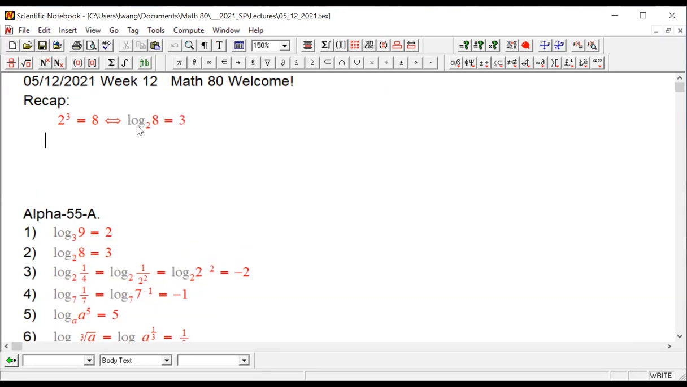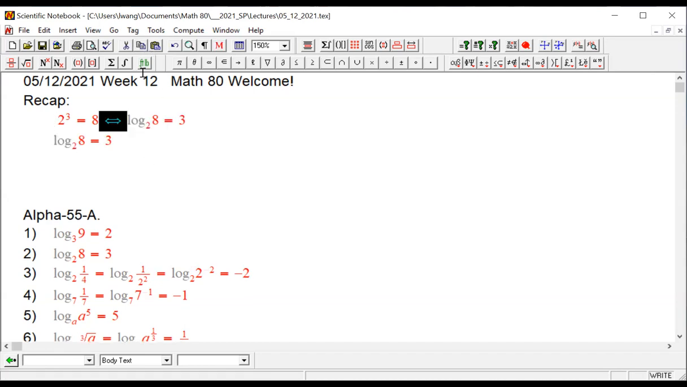And we can write it in the reverse order. These two bases are always the same, and we just switch positions. So logarithm is to express the power, and exponential is to express the consequence of the power on the base. Okay, so let's look at another example.